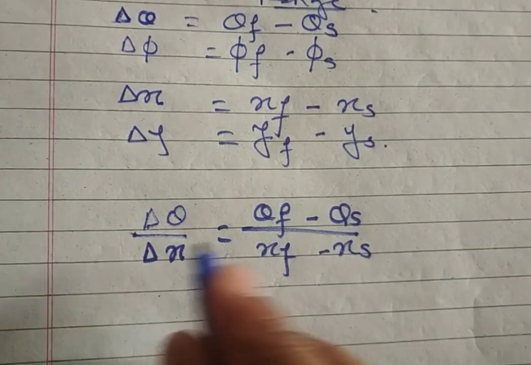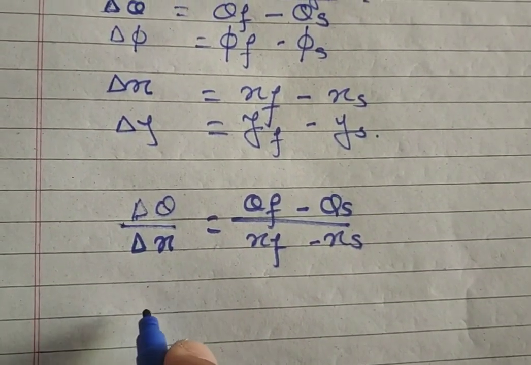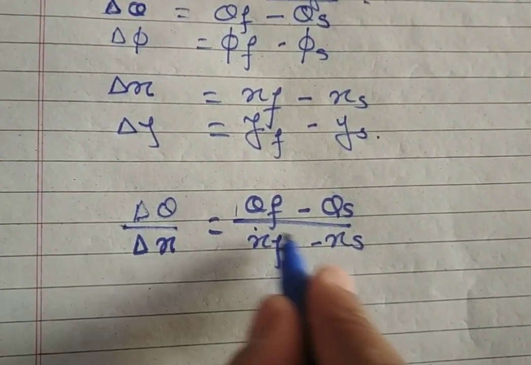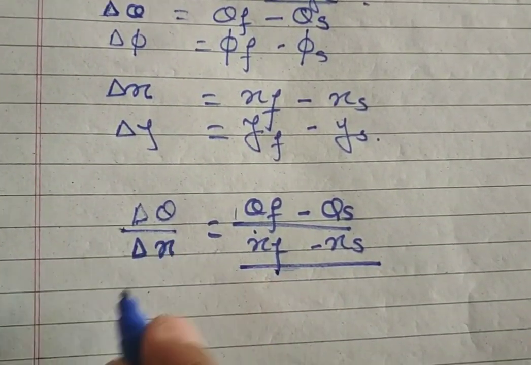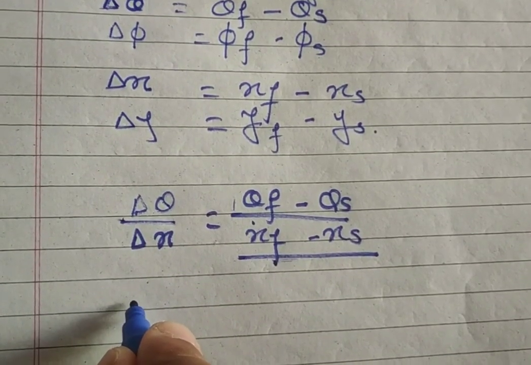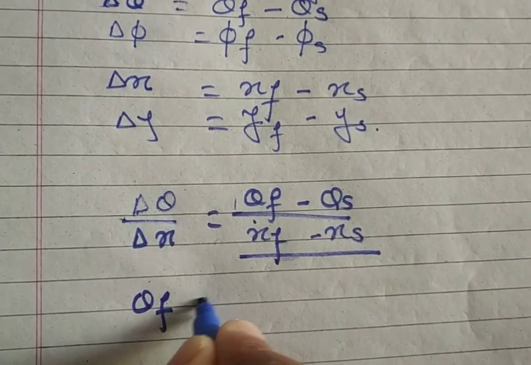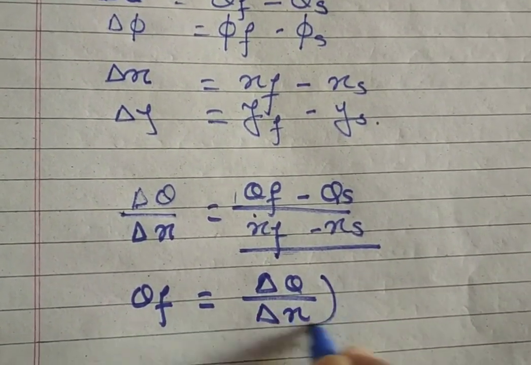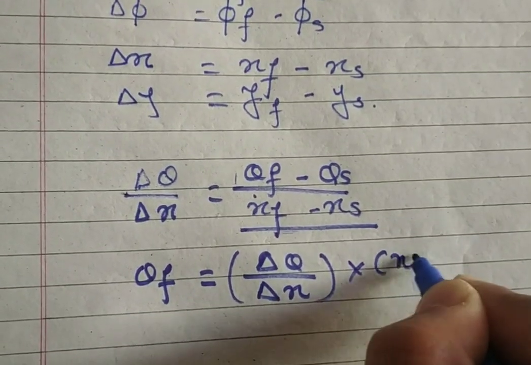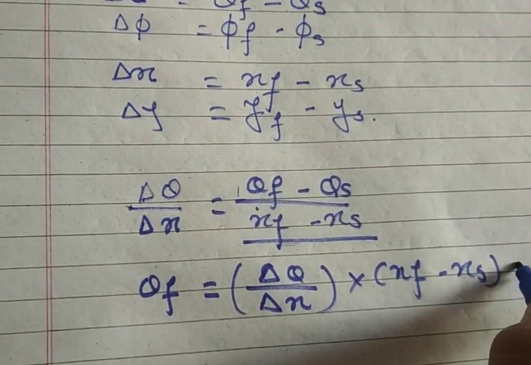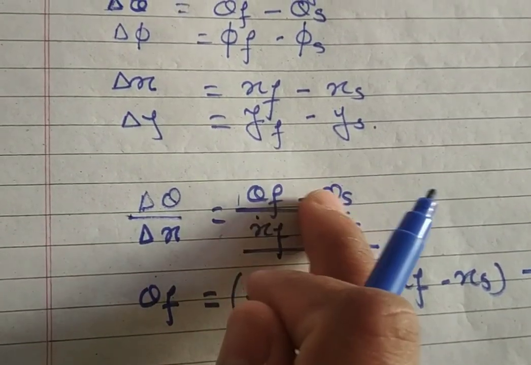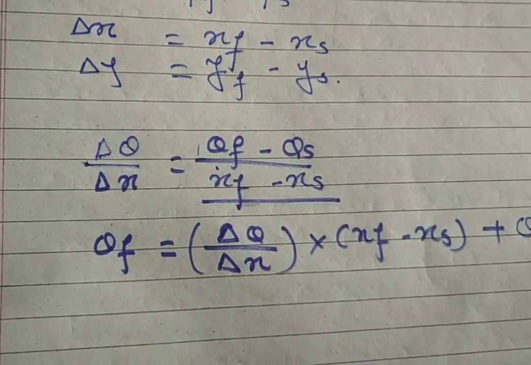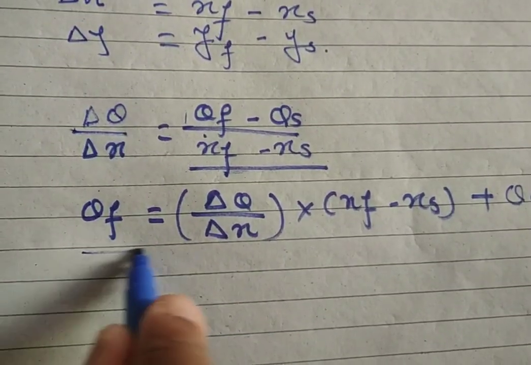Now just rearrange this and we can write it as theta f is equal to, so we have this term here, this term is in division, so it will become multiplication. So let's say theta f is equal to delta theta divided by delta x into xf minus xs, plus, since theta s is in minus, it becomes plus theta s. And this is a very important relationship.